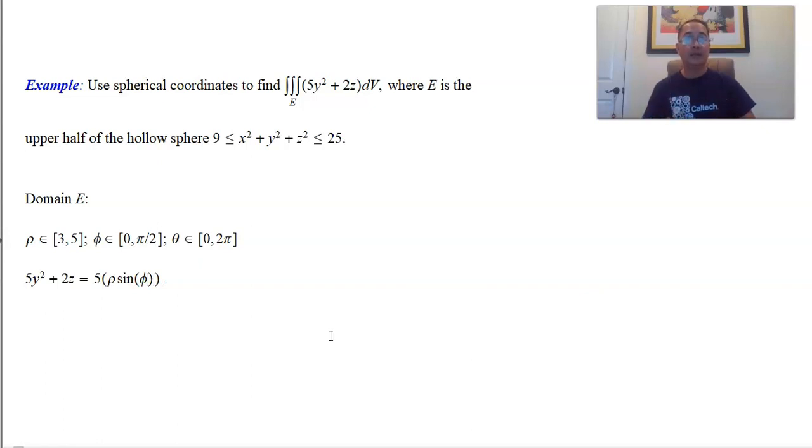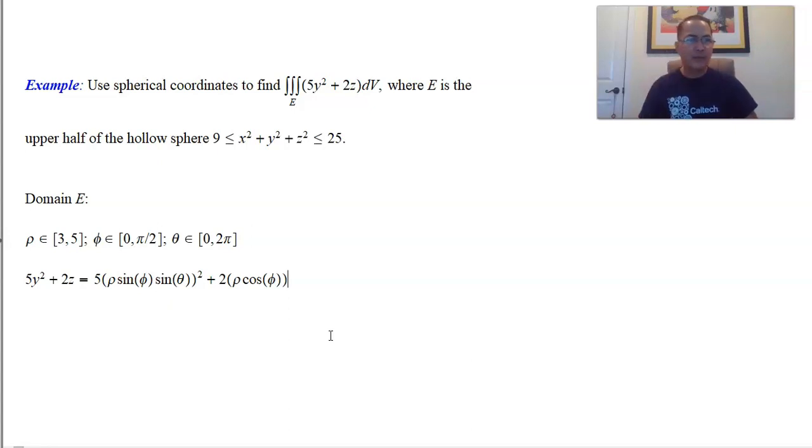And then we use our theta. We need for y, sine of theta. So we square that whole thing plus 2z. What is our z? Z is rho cosine of phi.